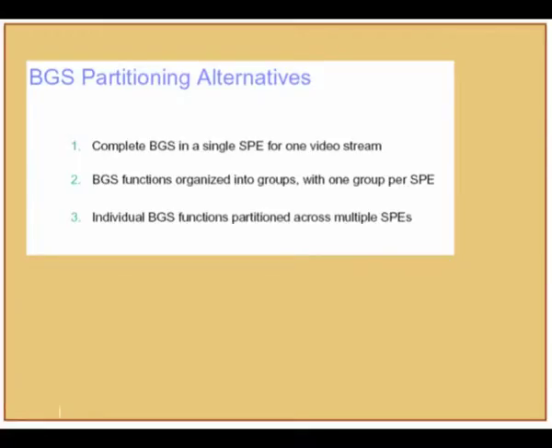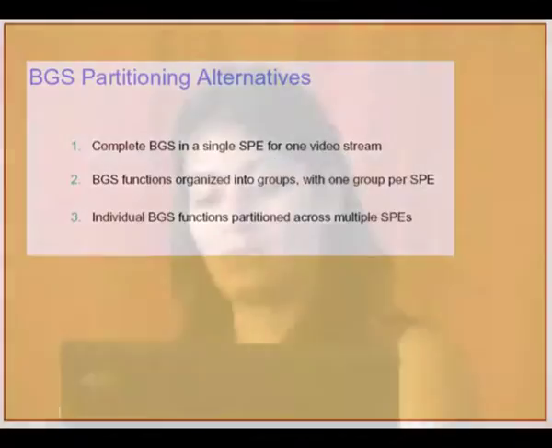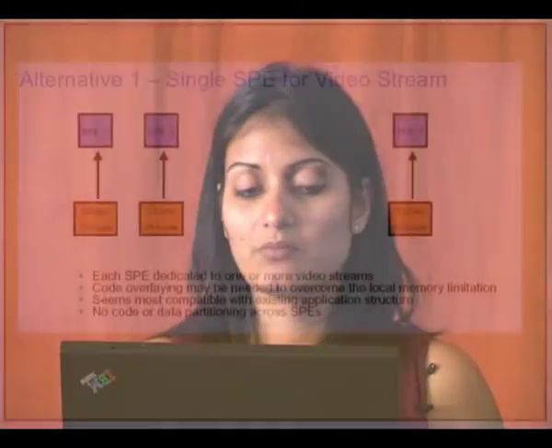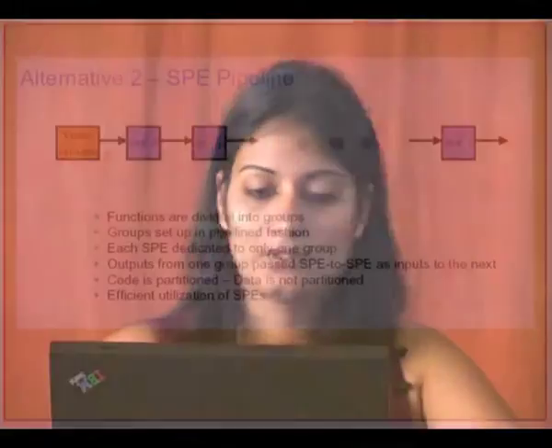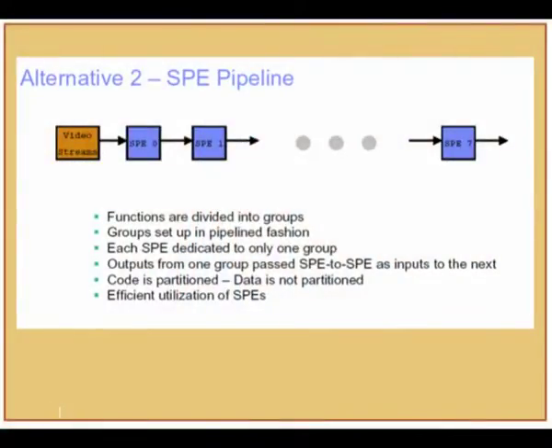Or we can organize it into groups with one group per SPE, or we could do individual BGS functions partitioned across multiple SPEs. So what did we finally do? These are the alternatives. Take one video stream and give it to one SPE. In this case, we needed code overlay because we're giving the entire processing responsibility to one SPE at a time. This is when we used code overlays, which Duke will cover in the next session, and it made some difference. The other option was to make it a pipeline.